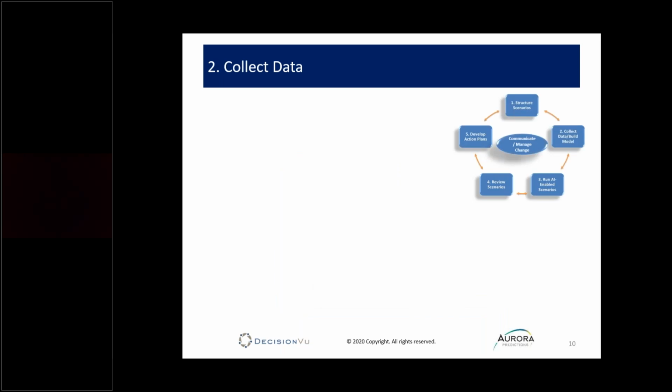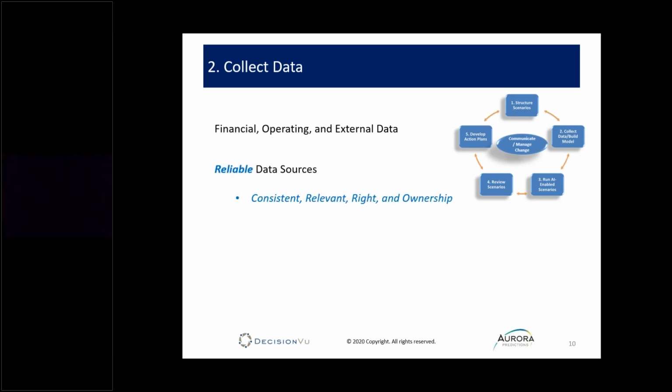All right, now we're up to the second part of our 5 steps, which is collect data and build the model. So first part's collect data. Obviously, you're going to collect financial, operating, and external data. You need, very important, reliable sources of data. They need to be consistent, relevant, and right. And you also need to know the owners. The ownership of each source is very important, because that's the person we have to come back to if we find things that are wrong in the data or we need changes to the data.